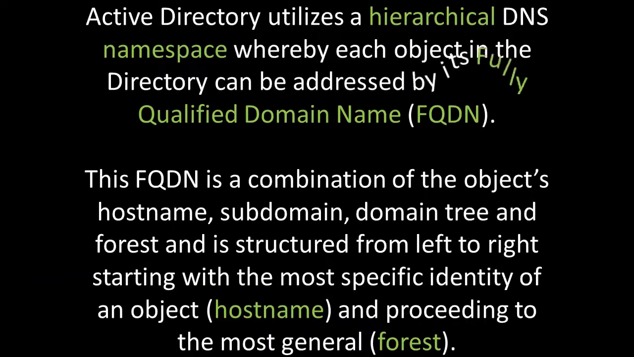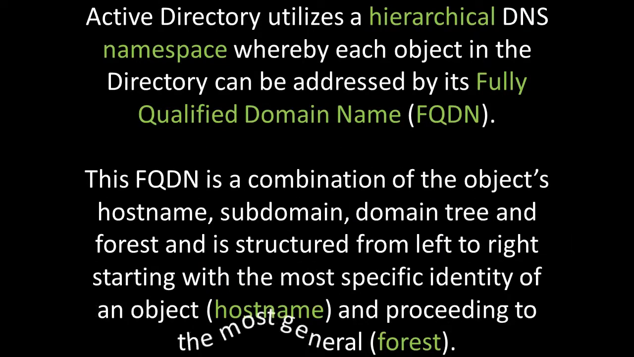Active Directory utilizes a hierarchical DNS namespace whereby each object in the directory can be addressed by its fully qualified domain name or FQDN. This FQDN is a combination of the object's hostname, subdomain, domain tree, and forest, and is structured from left to right, starting with the most specific identity of an object, that is its hostname, and proceeding to the most general, that would be the forest.